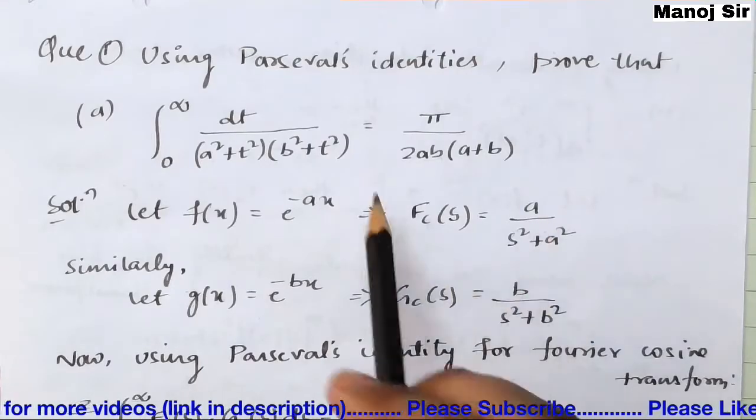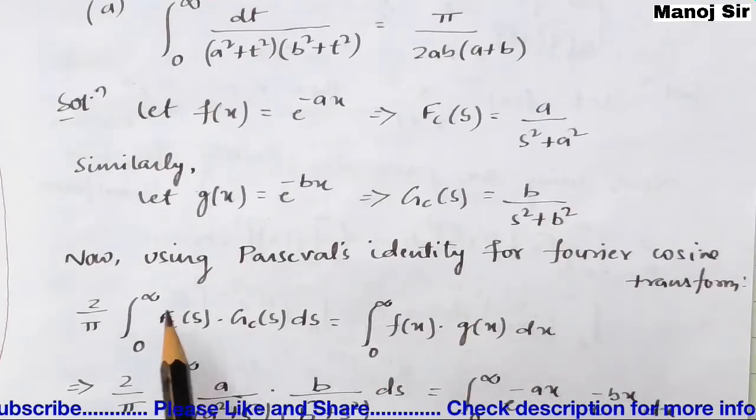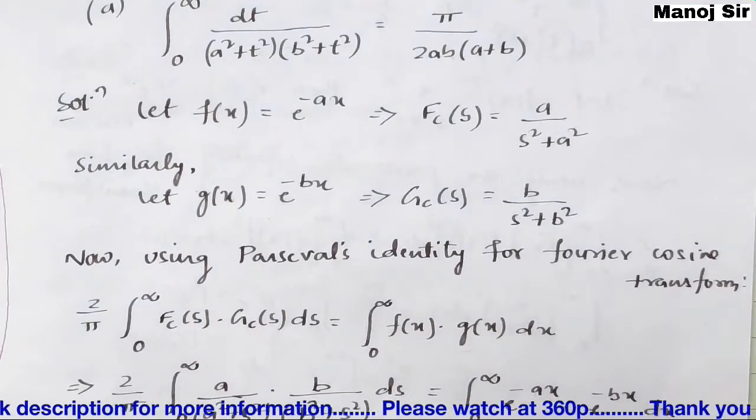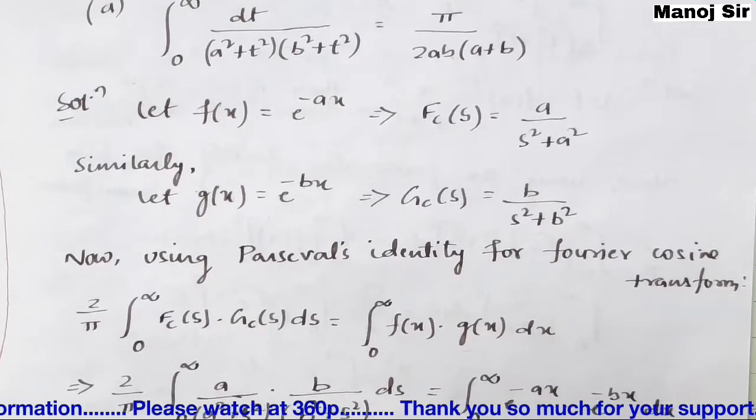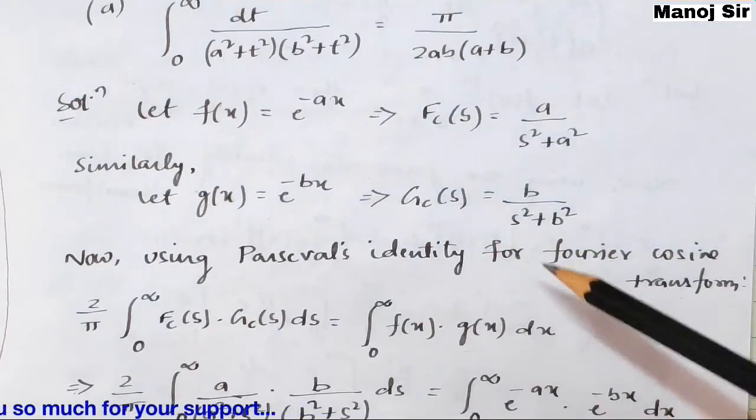If you multiply both, we'll get this part. So now coming to the Parseval identity, we use the Parseval identity for Fourier cosine transform. Here we have fc of s and we have gc of s.